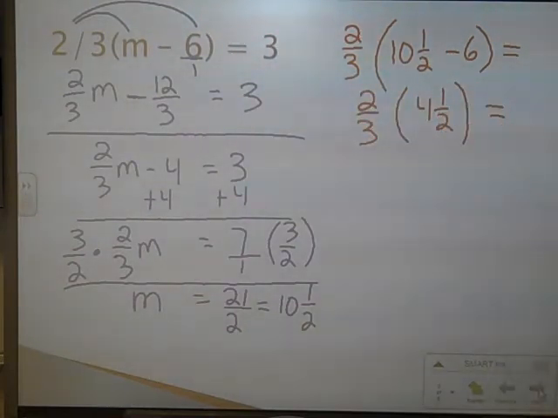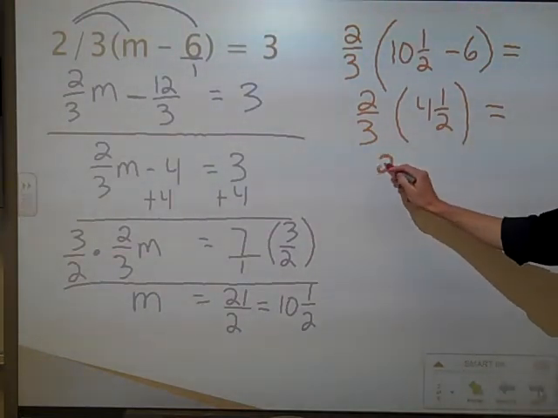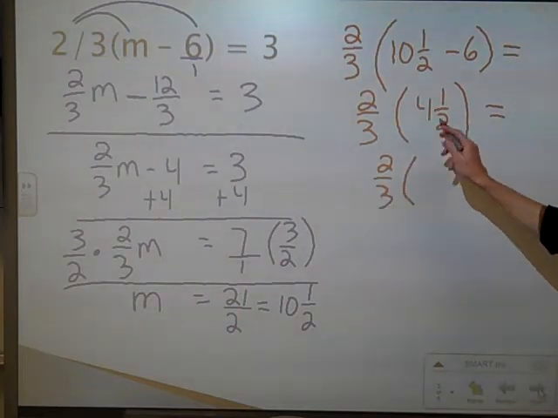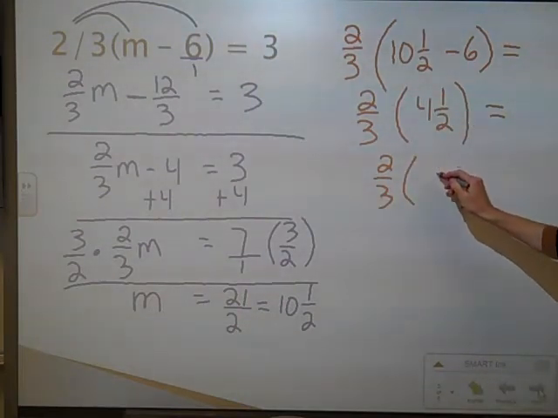So now I have 2/3 times 4.5. And I'm going to go ahead and multiply my fractions now. My rule for multiplying fractions is I can't multiply my mixed numbers, so I have to turn it into an improper fraction. So 2/3 times, and then 4.5 becomes 9/2.